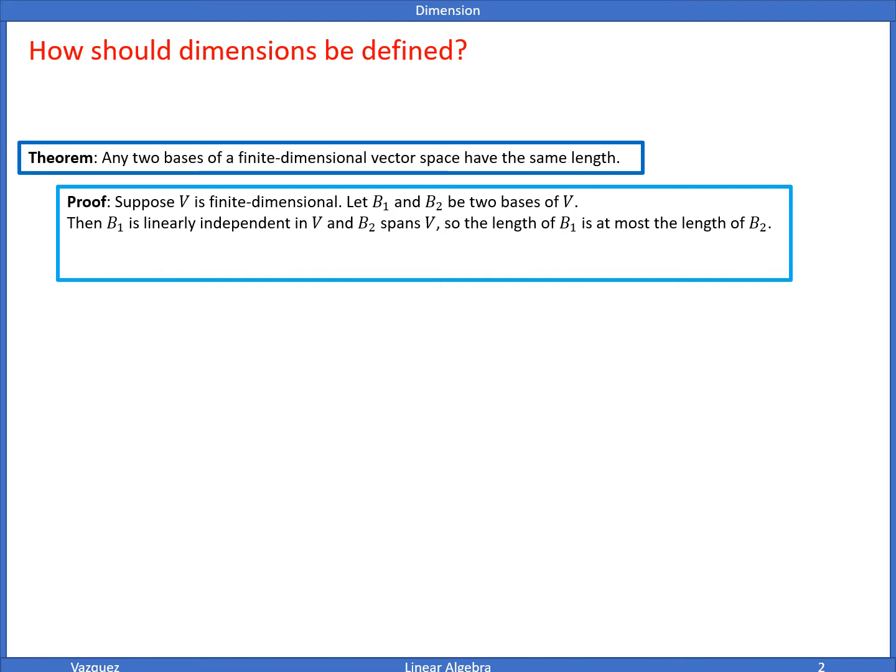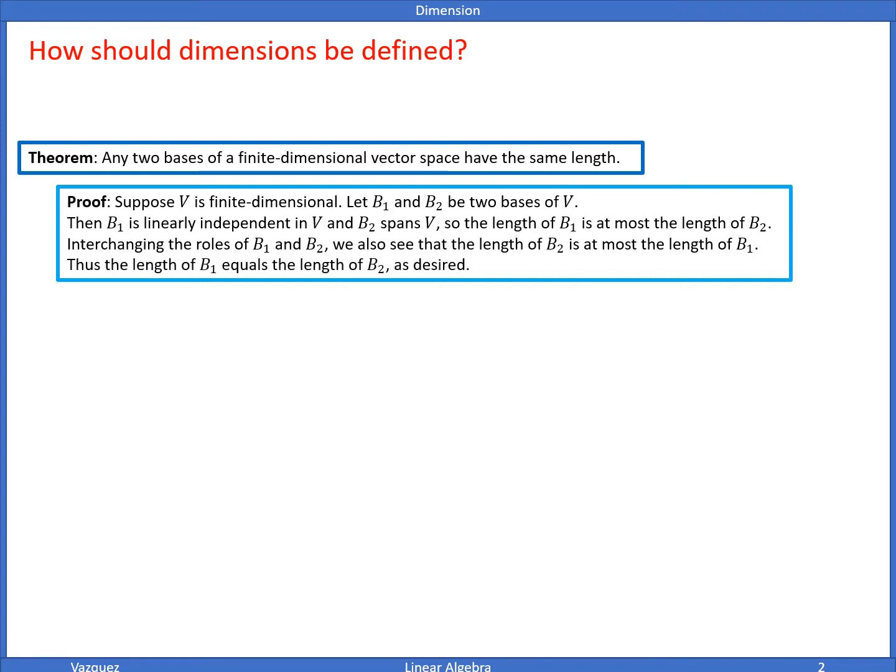But in this case, if we have a linearly independent list, B1, and we have B2 that spans V, then B2, as far as the length goes, is greater than or equal to B1. We can do the same thing by just interchanging the roles, so the length of B2 is at most the length of B1. So what does that imply? Well, that the length of B1 equals the length of B2. Therefore, they do have the same length.